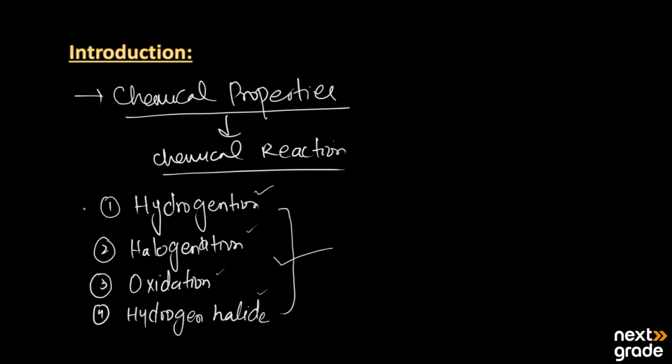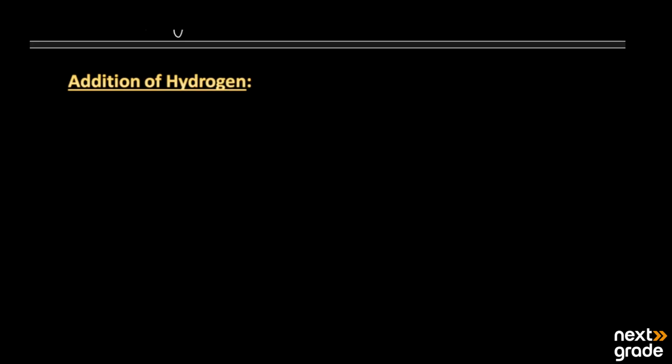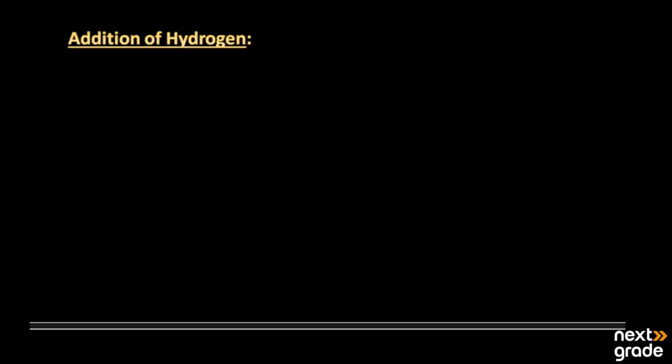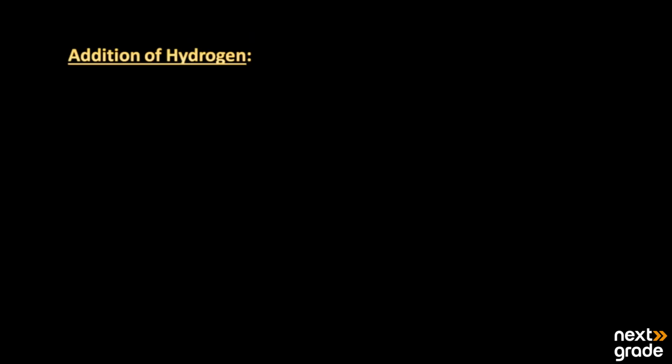In this lesson, we will discuss these two reactions of the alkenes. Let's have a look at the chemical properties of the alkenes. First one is the addition of hydrogen. Addition of hydrogen is known as hydrogenation, and that reaction takes place under specific conditions.